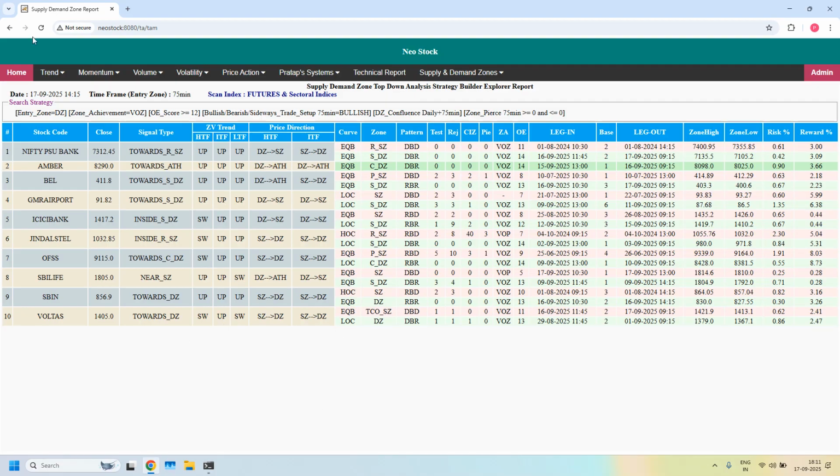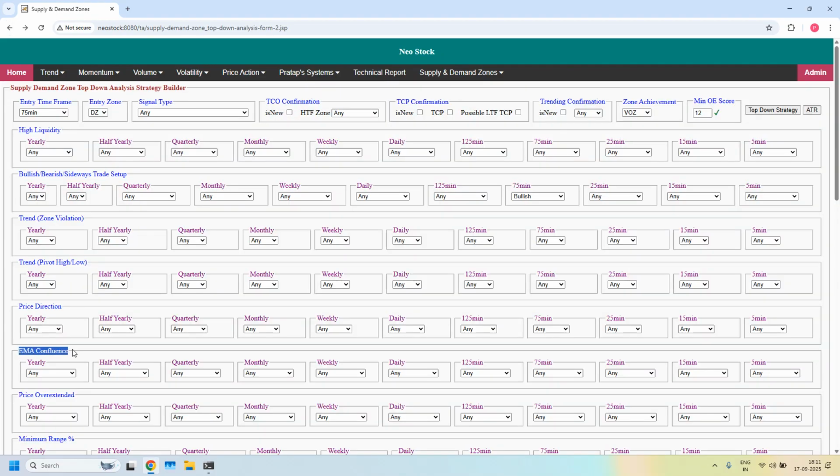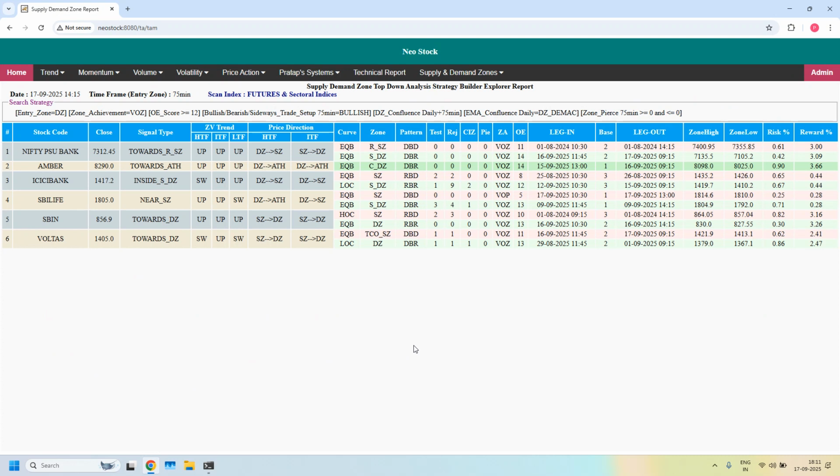We can further filter based on daily demand zone having daily EMA confluence, because 75 minutes demand zone is overlapped inside the daily demand zone. 6 stocks are filtered. So these 6 75 minutes demand zones might be having more high probability to get success, provided lesson 20 checklist items are satisfied. Otherwise, there are higher chances of zone violation.